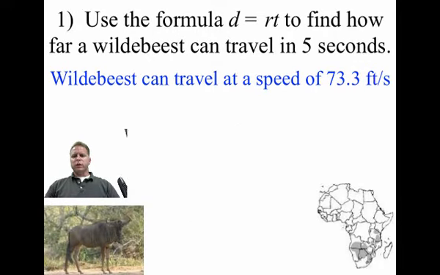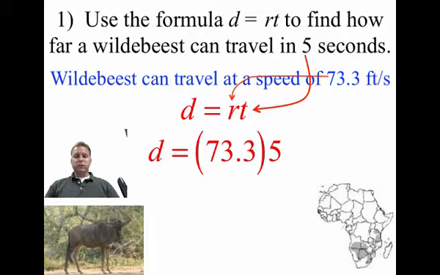So let's use that formula D equals R times T to find how far a wildebeest can travel in 5 seconds. Well, you need to know how fast a wildebeest can travel. Luckily, we have such information, and a wildebeest can travel at a speed of 73.3 feet per second. So we'll start with D is equal to R times T, and what do we know? We know the rate is 73.3 feet per second, and we know the seconds, the time.